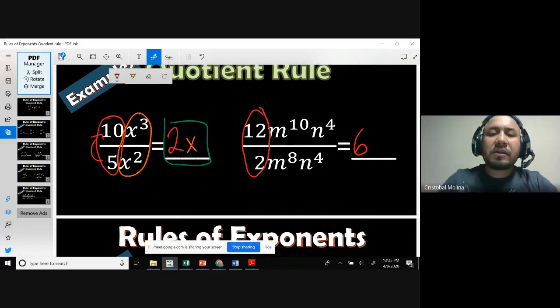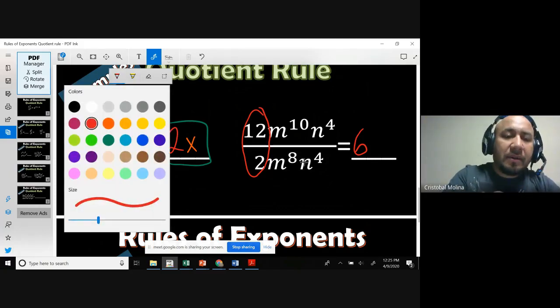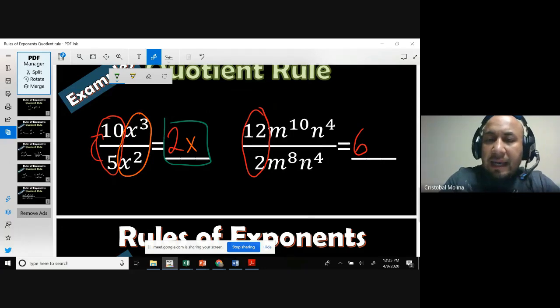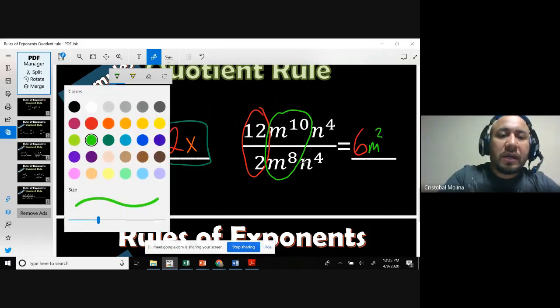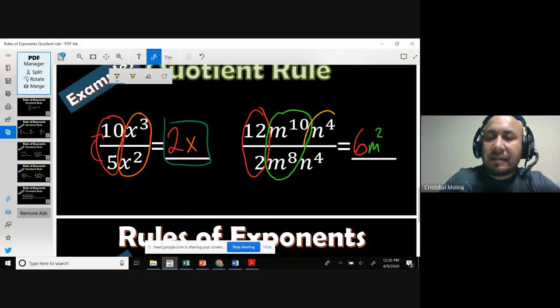Now let me just work out the letters. I'm going to start with the m's first. M to the 10th divided by m to the 8th should be m to the 10 minus 8. Boom, should be 2.